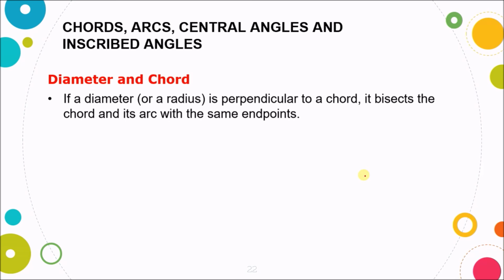Okay, more to go. This is all about the diameter and the chord. Kapag daw ang diameter ay perpendicular sa chord, nagkakaroon tayo ng nababisect yung chord na nadaanan ng diameter natin, as long as the diameter is perpendicular to the chord. And not only that, the arc behind that one will be bisected also.